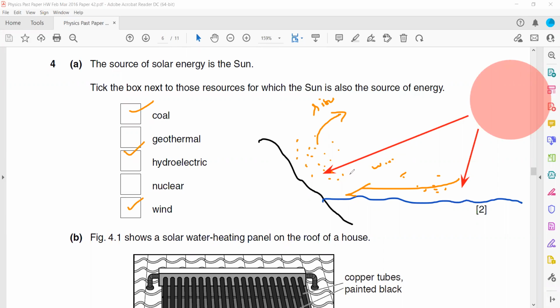How is the sun producing energy? The sun is producing energy by a nuclear reaction, but the question is, tick the box next to those resources for which the sun is also a source of energy. So the sun gets energy due to nuclear reaction, but nuclear reaction does not get energy because of the sun. So we have to work out which ones originate from the sun or are released due to the sun. On the surface of the sun, what happens? Lighter nuclei join to form a heavy one, and that releases energy.